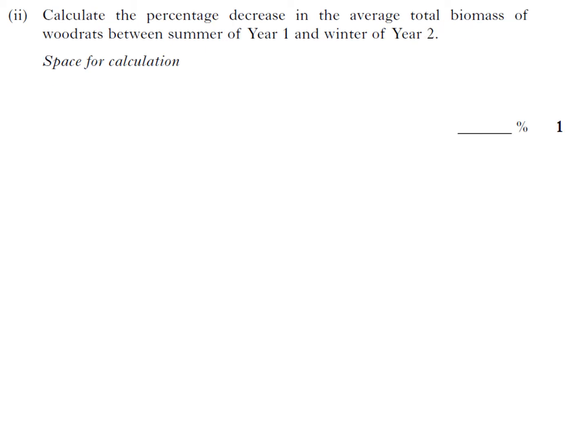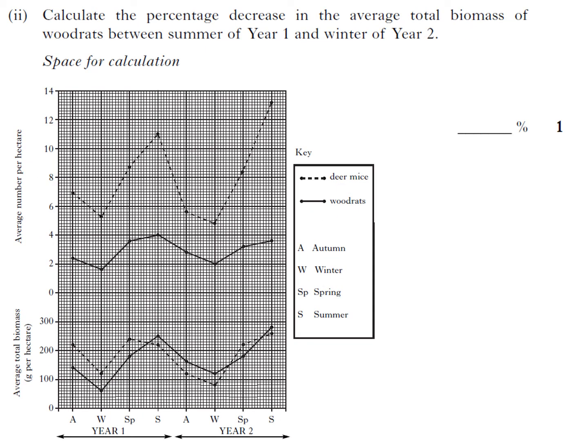Okay. Right, percentage decrease. You just don't get normal simple percentages that often anymore. It is very, very commonly all about percentage change. So change divided by start times 100. That's what we're looking for. Our change here is the average total biomass in the wood rats. So I am looking again at the solid line, but this time I'm down here between the summer of year 1. Solid line summer of year 1 is here, and the winter of year 2.